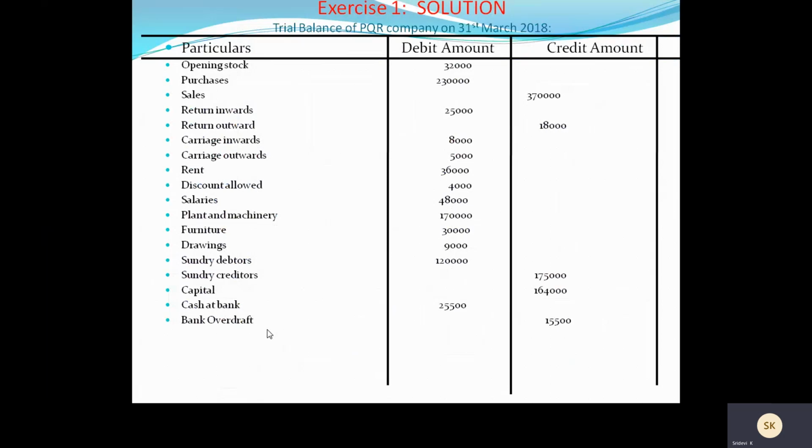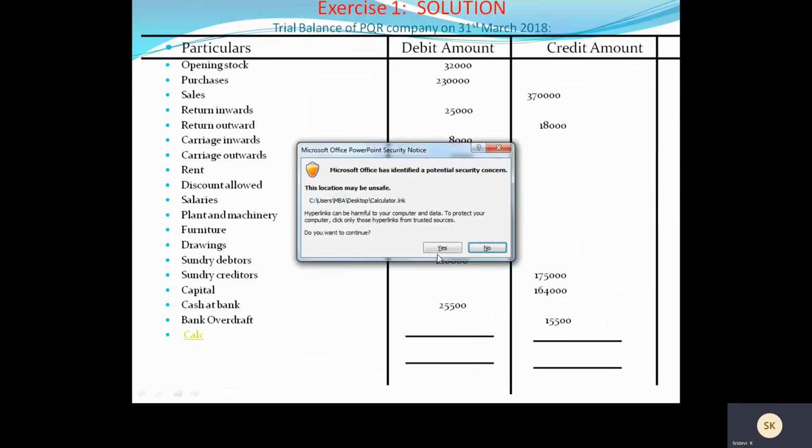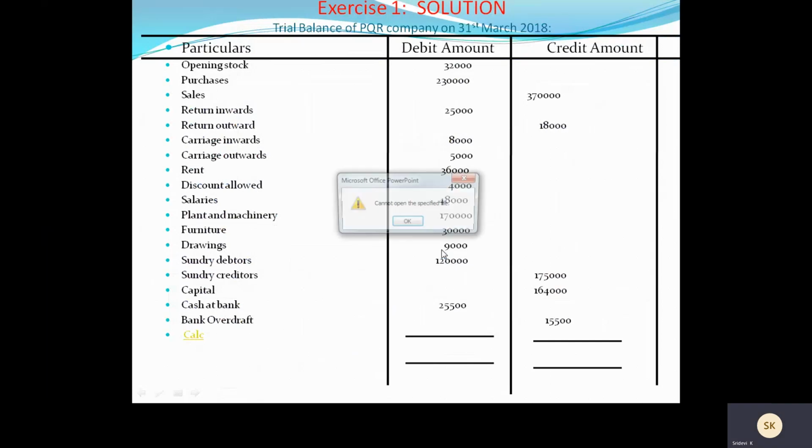So after recording all the items that were given in the problem, the next procedure you need to do is sum up the amounts. So you take a calci. Let us take the calci and let us sum up.